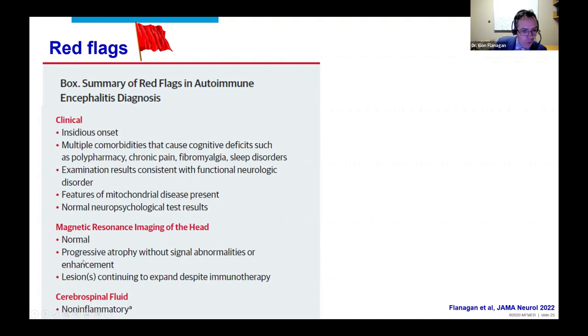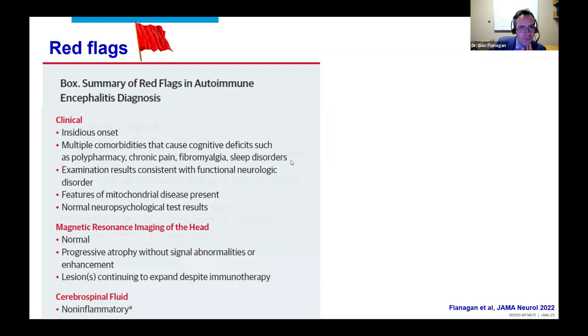Or if the brain MRI shows lots of thinning in the brain without much evidence of what we call signal abnormalities or enhancements that suggest inflammation. Or if their brain lesions are continuing to enlarge despite treatment with steroids, then we might want to think about a tumor. Or when the spinal fluid is not showing inflammation, that might be a red flag.